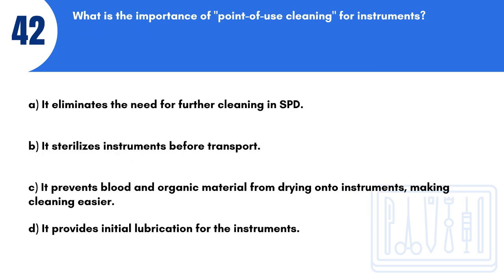Question 42. What is the importance of point-of-use cleaning for instruments? A. It eliminates the need for further cleaning in SPD. B. It sterilizes instruments before transport. C. It prevents blood and organic material from drying onto instruments, making cleaning easier. D. It provides initial lubrication for the instruments.